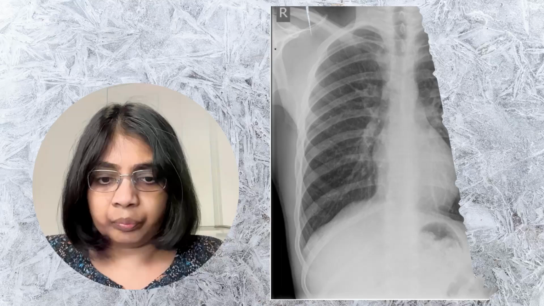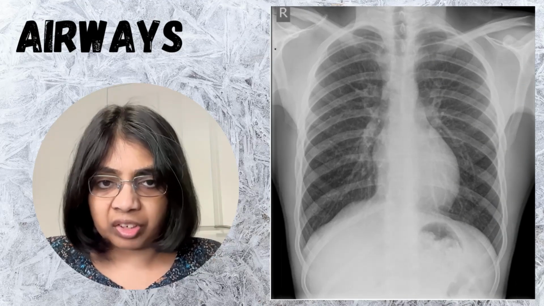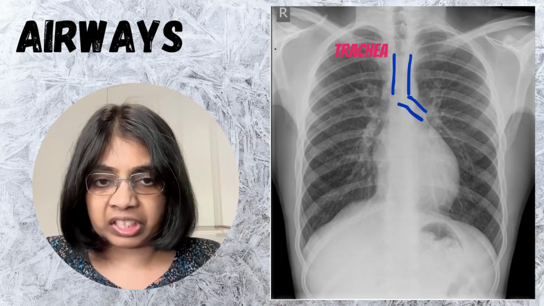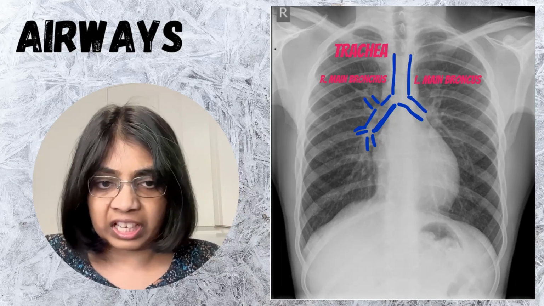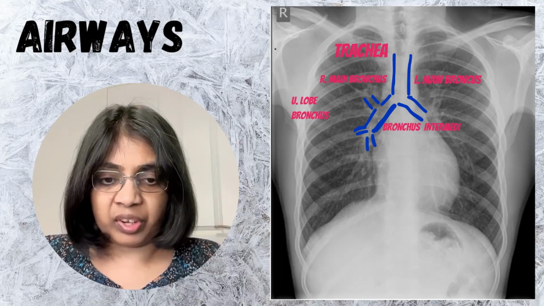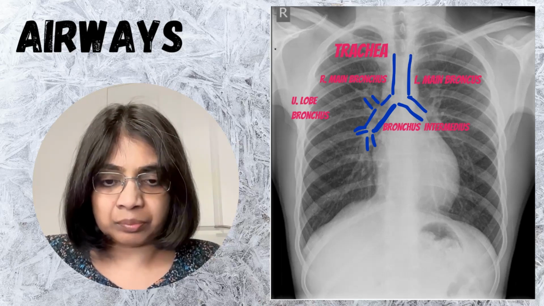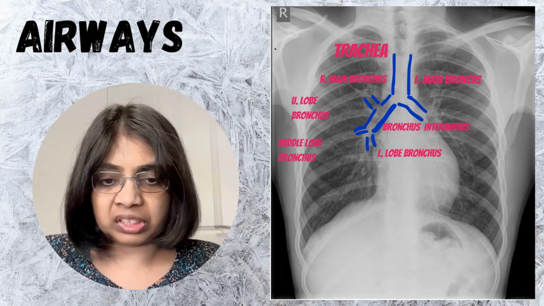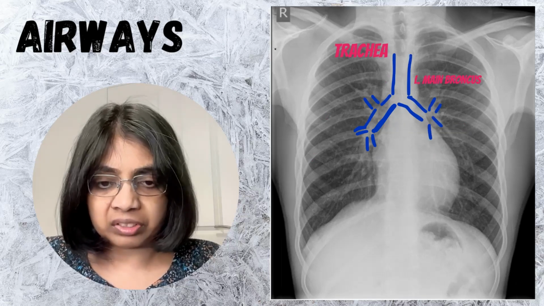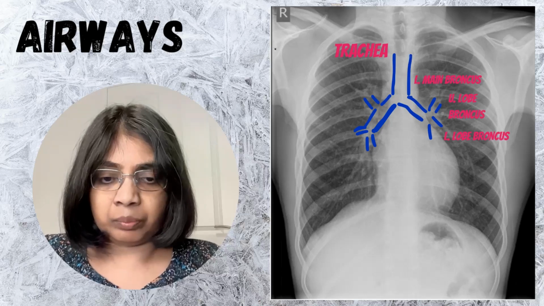Okay, let's get started. The first topic that we're going to start off with is the airways. You can see on this radiograph here, the trachea is centrally located, and the trachea branches into the right and left main bronchus at the carina. Now, the right bronchus divides into the upper lobe bronchus and bronchus intermedius, and the bronchus intermedius further branches into the middle lobe and lower lobe bronchus. On the left-hand side, you've got the left main bronchus, which divides into the upper and lower lobe bronchus.